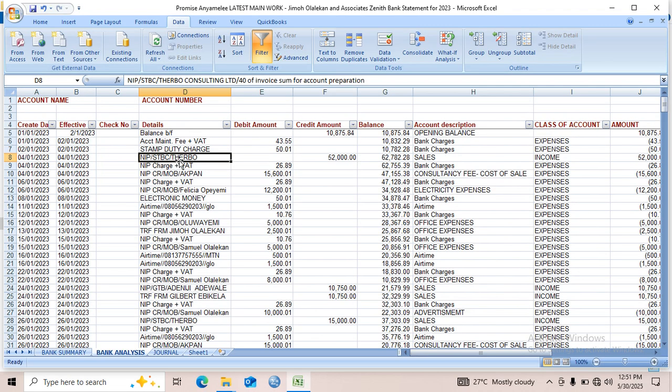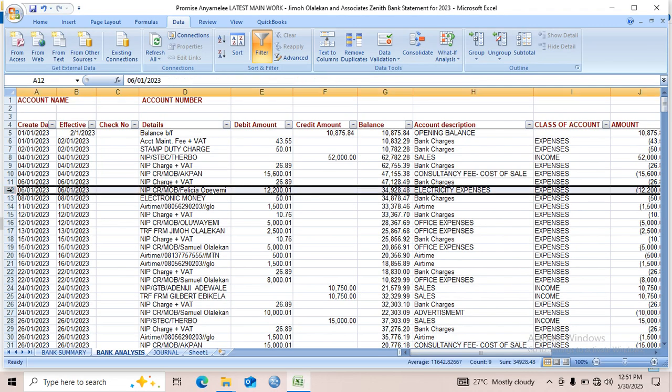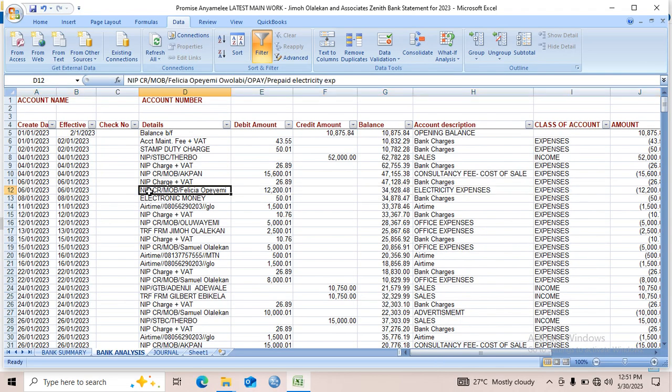Like now, for example, this amount, this one that I just clicked, that is in this 12. You saw 12,200 was debited. That is, the business owner spent 12,200. You will need to ask the business owner, this 12,200, what did you use it for? What did you pay for?